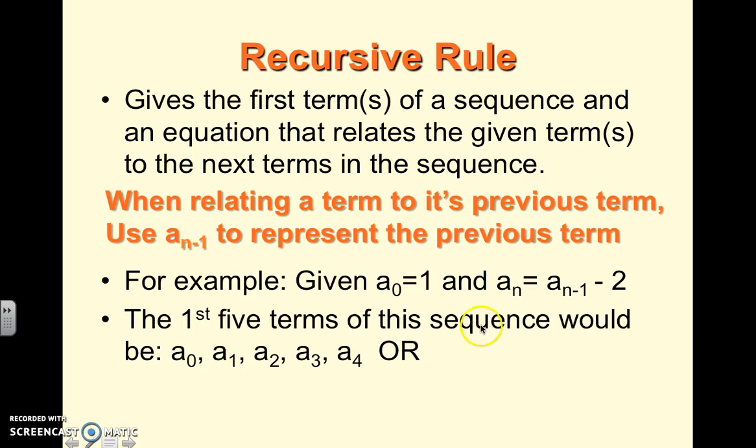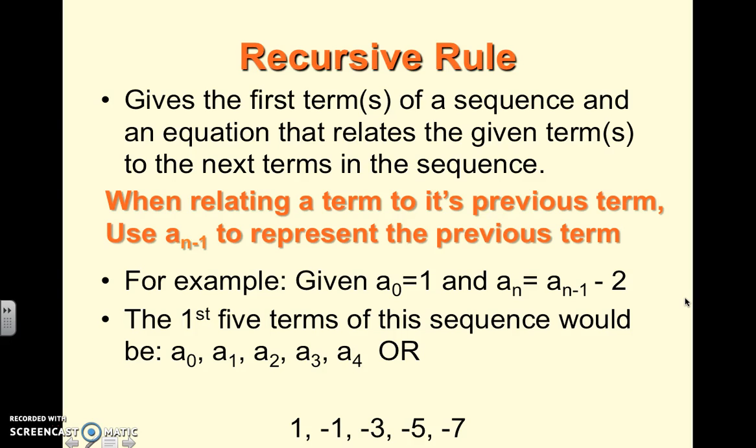Now, each of these terms is determined above. So a sub 0 is 1, so our first term is 1. This is telling us that any term in the sequence is equal to the previous term minus 2. So this is why we need to know the first term to get the next term. So if a sub 0 is 1, we're going to subtract 2 to get the next term. And that gives us the pattern to follow throughout the entire sequence.